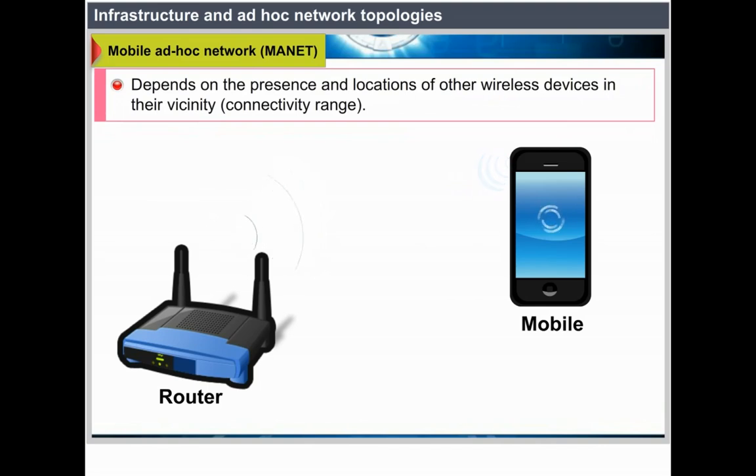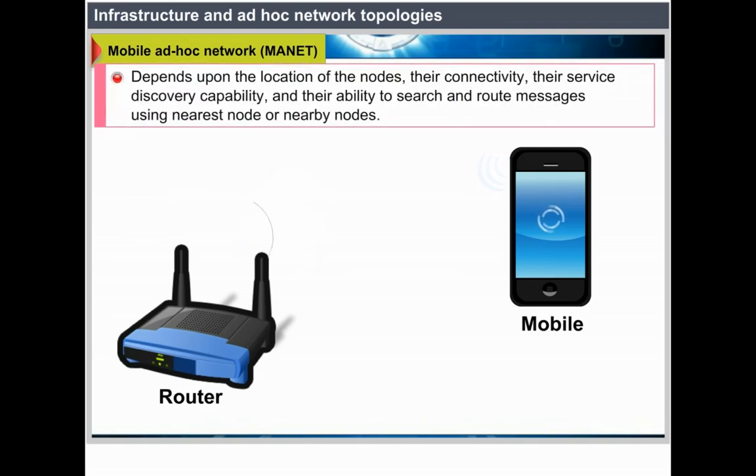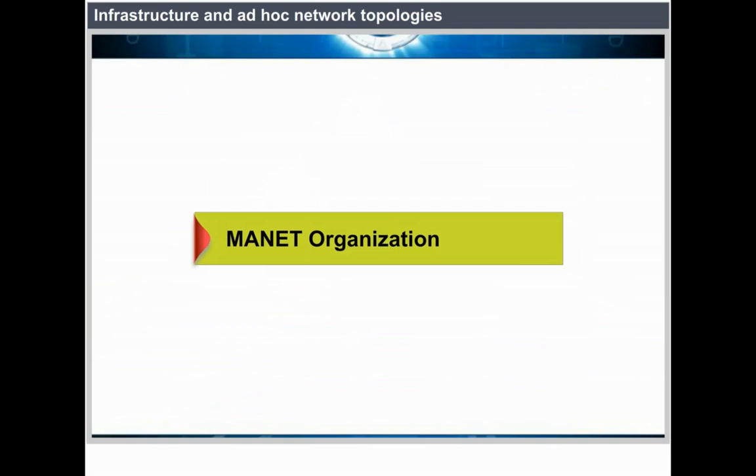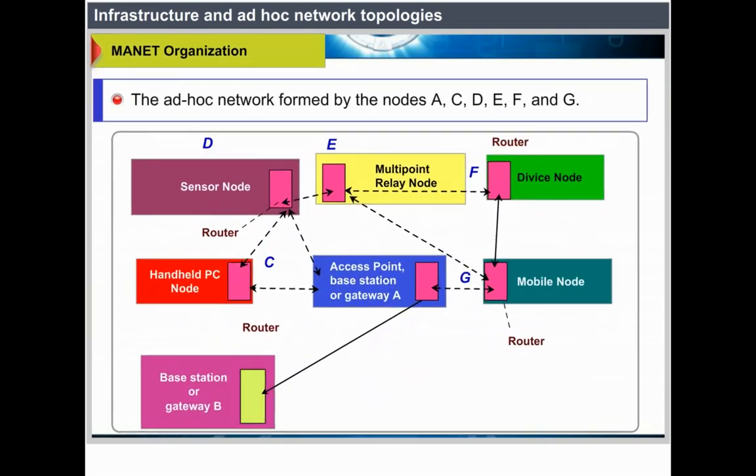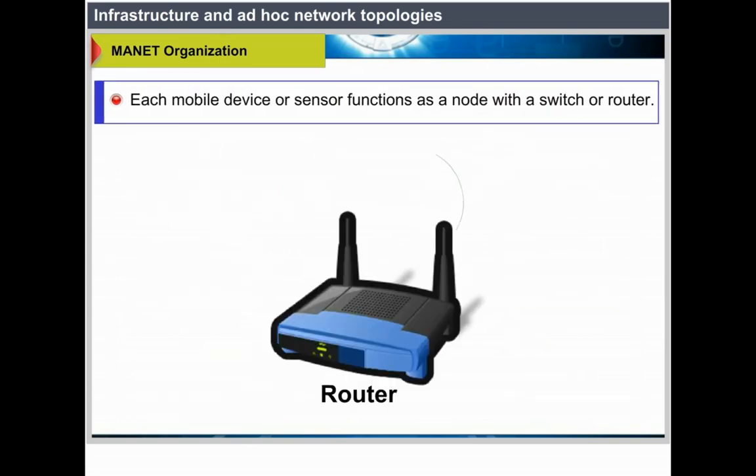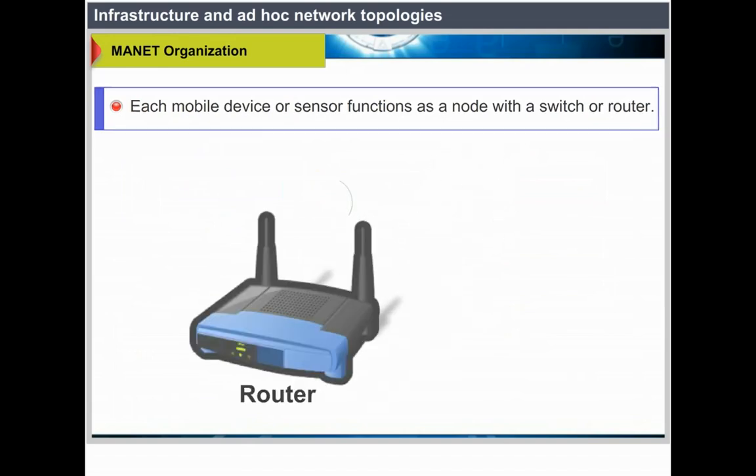They depend on the presence and locations of other wireless devices in their vicinity, within connectivity range. This depends upon the location of the nodes, their connectivity, their service discovery capability, and their ability to search and route messages using the nearest node or nearby nodes. MANET organization: the ad hoc network formed by the nodes A, C, D, E, F and G. Each mobile device or sensor functions as a node with a switch or router.